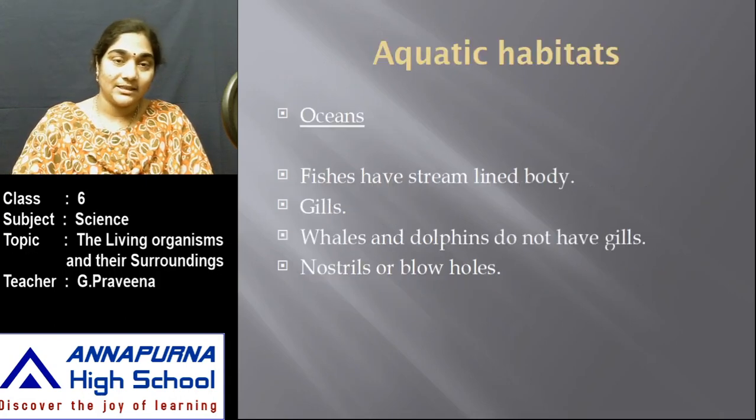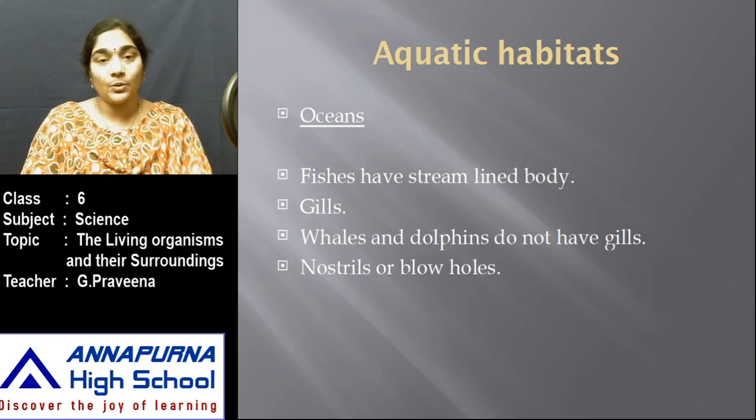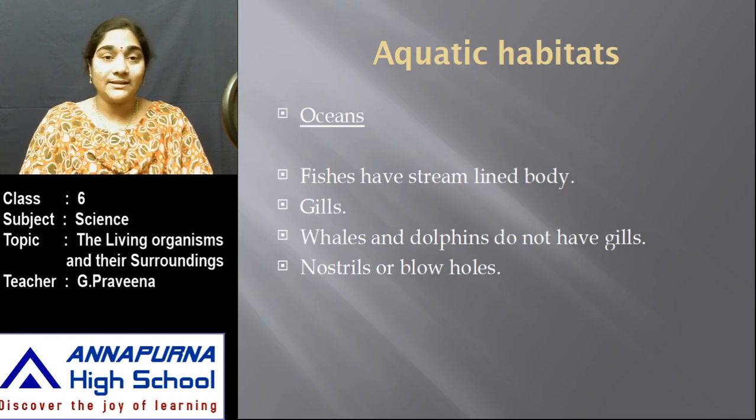Now let us discuss what the adaptations seen in the aquatic organisms are. So the different aquatic habitats such as ponds, oceans, swamps and so on. So firstly, let us discuss the oceans. The organisms that you can see in the oceans are mostly fishes, which have a streamlined body. Streamlined body means the ends of the body taper on both ends, so that movement is possible easily in the water.